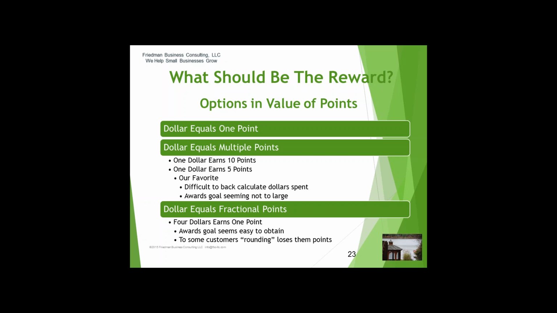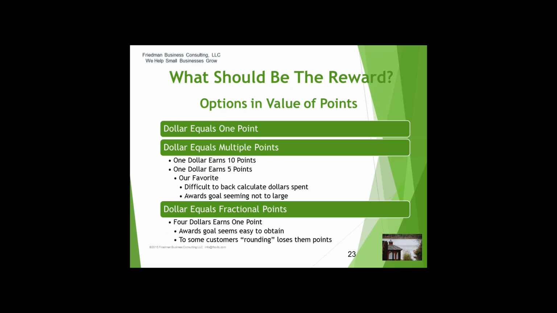So I recommend using a multiplier. The next most common is 10 points for $1. That's nice. It's not my favorite because it sometimes makes the goals too high. So now instead of a 200 spend, you have to get to 2,000 points or something like that. 5 points for $1 is my favorite. It's a little difficult for the customer to figure out what the spend was, and the reward's goal is not too large.